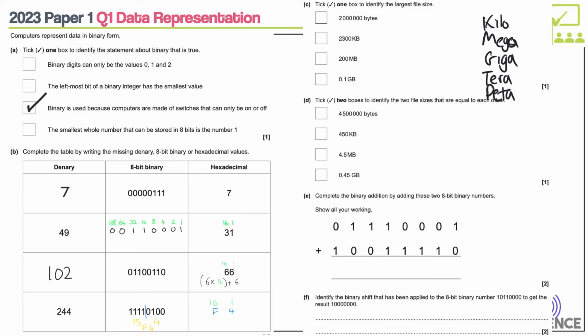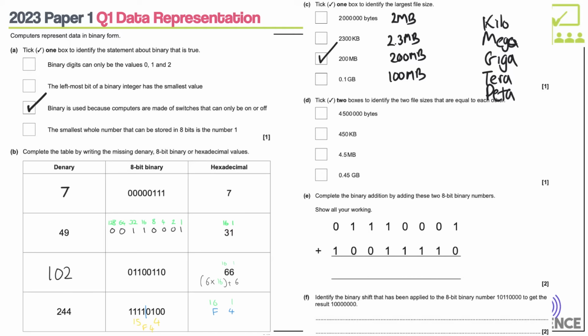All right, anyway, so 2 million bytes. The nice way to answer a question like this is to put everything into the same unit. So 2 million bytes would be 2 megabytes. 2,300 kilobytes in megabytes would be 2.3 megabytes. 200 megabytes is already in megabytes. And then finally 0.1 gigabytes is 100 megabytes. And then we can quite easily see which one the answer is. The one that's biggest? C.